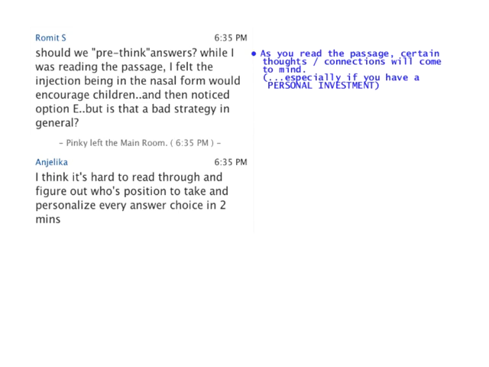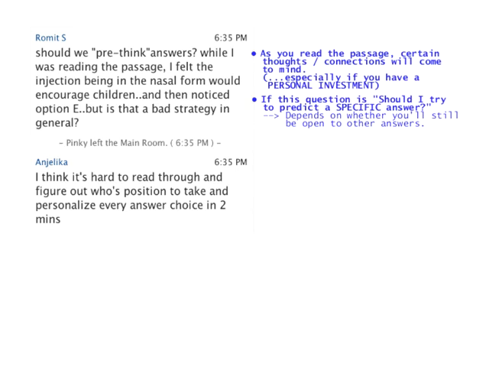Now, on the other hand, I think I made this analogy a couple of sessions ago, but it's worth making again. If the question is, should I actually try to predict a specific answer, then that's going to depend. I mean, the best answer I've got to that is it's going to depend on whether you'll still be open to other answers.